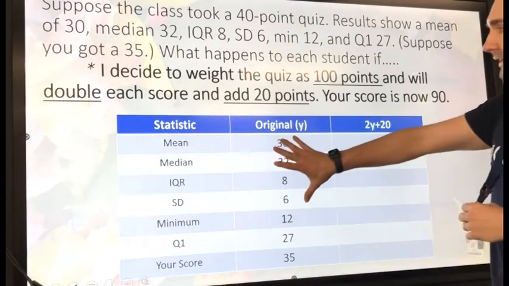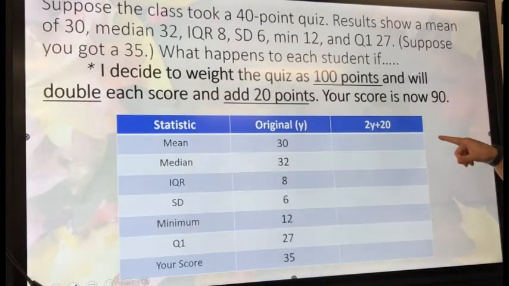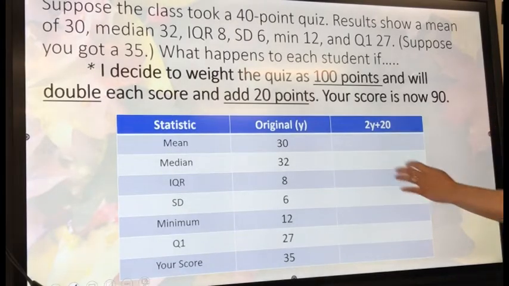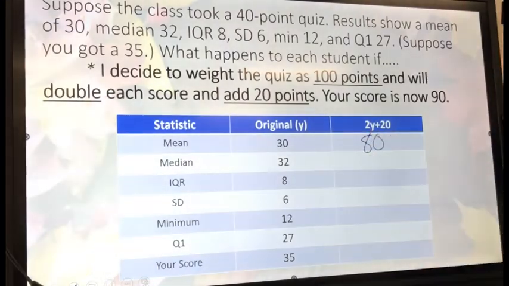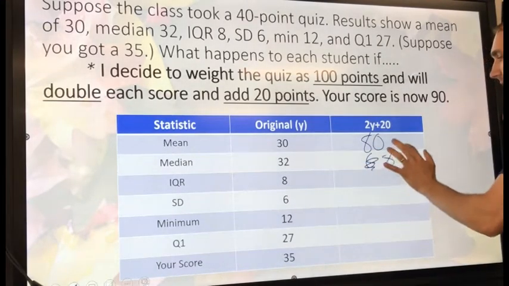So I'm going to take my y, double it, and then add 20. So what becomes the mean? The mean becomes 80. Yes, now the average score is an 80. The median, 84.